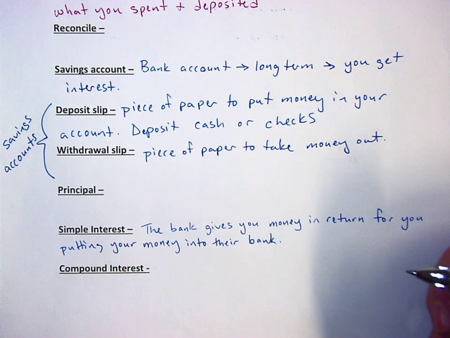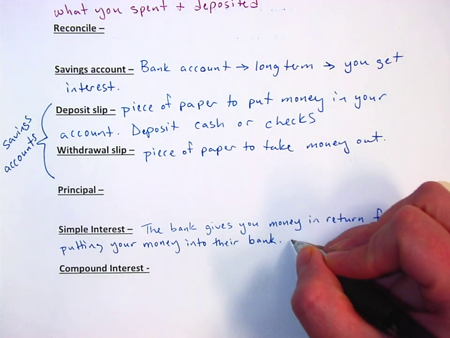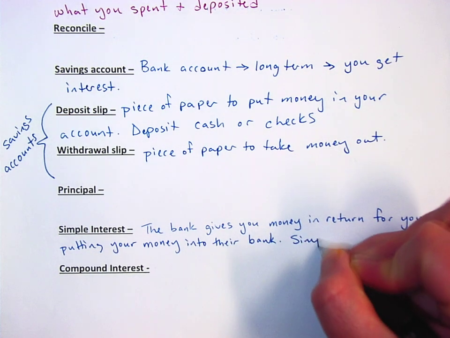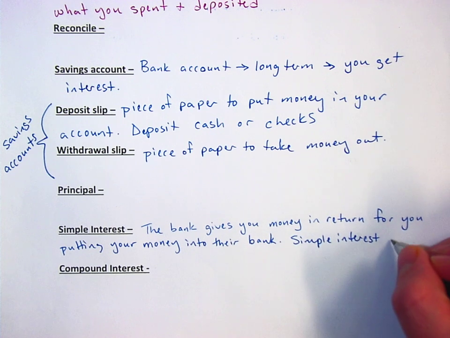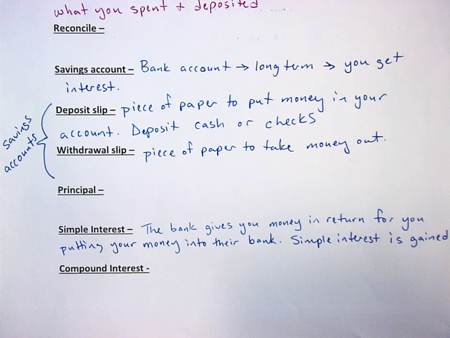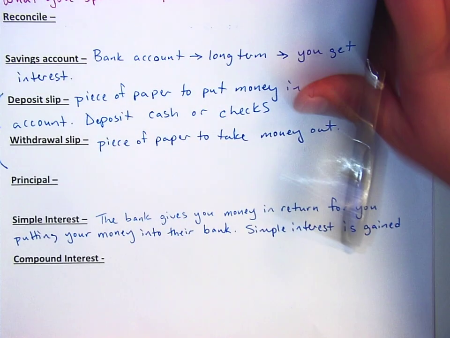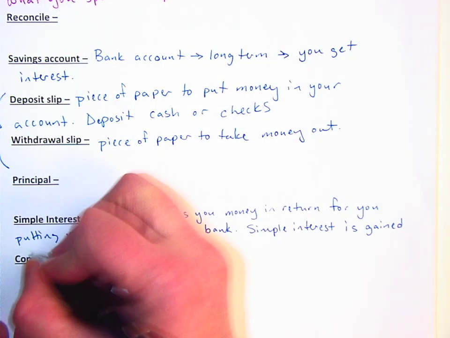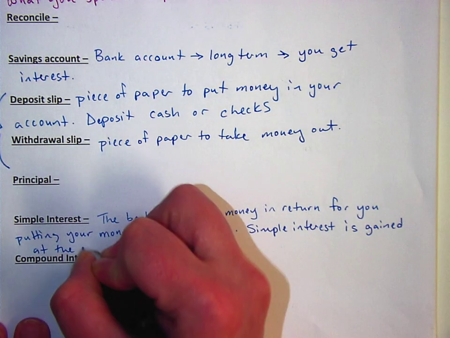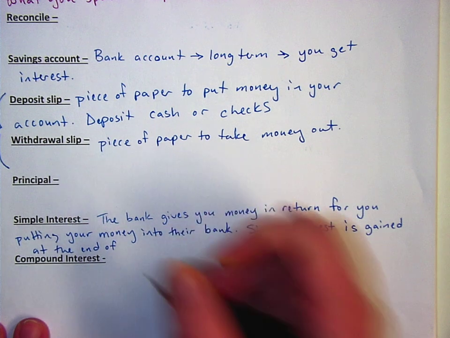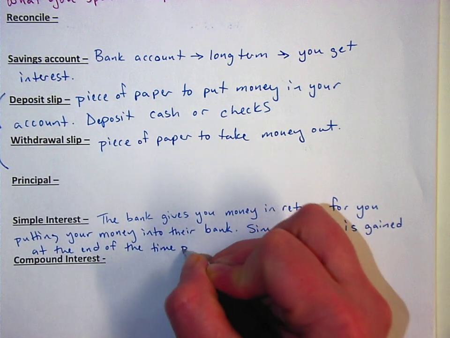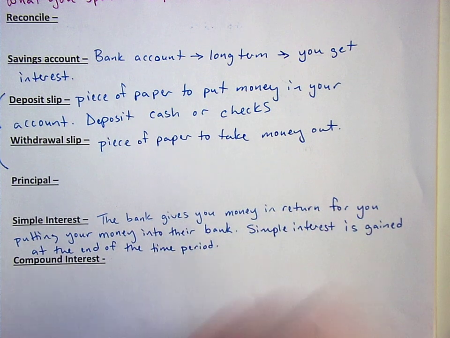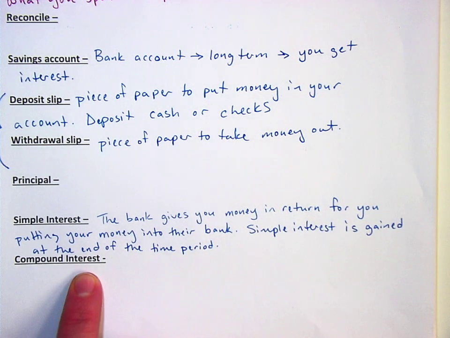Simple interest happens at the end. Simple interest is gained at the end of the time period. Tomorrow, we're going to be doing compound interest.